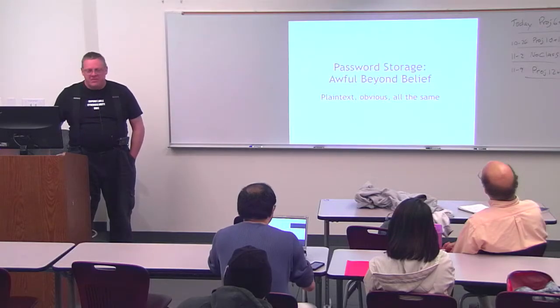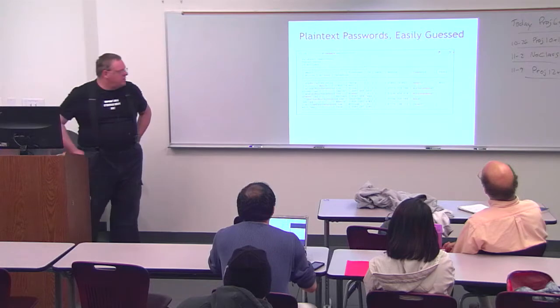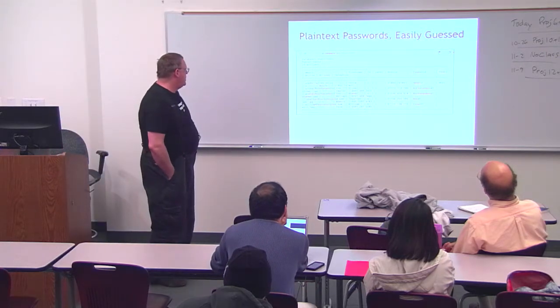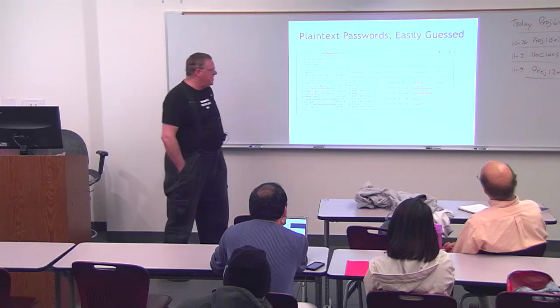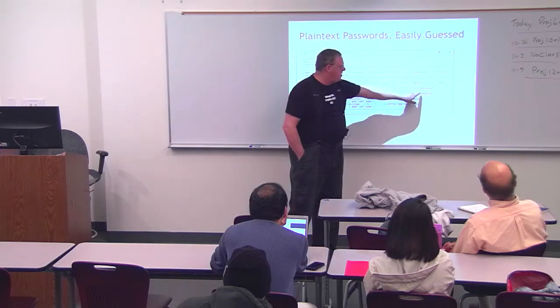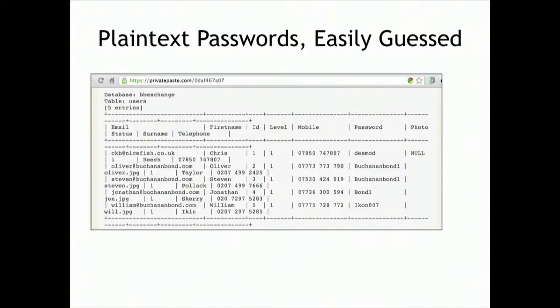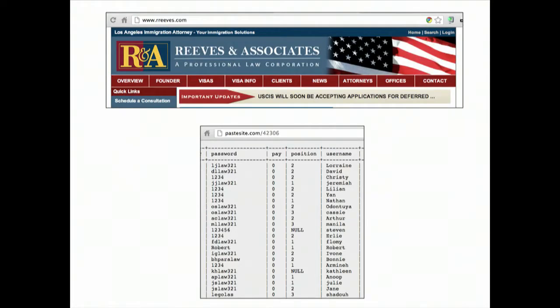And so here's passwords. This is a company called Sparkland, I think, right? Let's see. No, Buchanan Bond, a bond investment service. And the passwords are Buchanan Bond 1, Buchanan Bond 1, Bond 1. So they're stored in plain text, stolen by SQL injection, and they're all the same. It's just the name of the company plus one. So that's good, clean, fun.